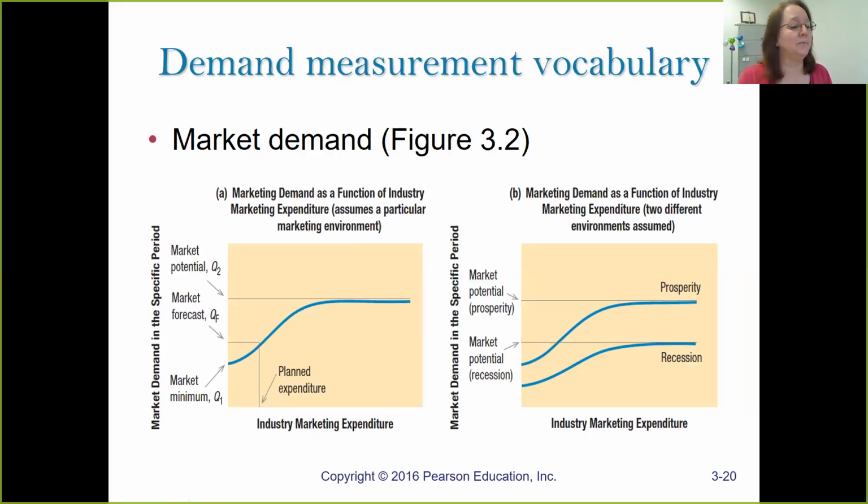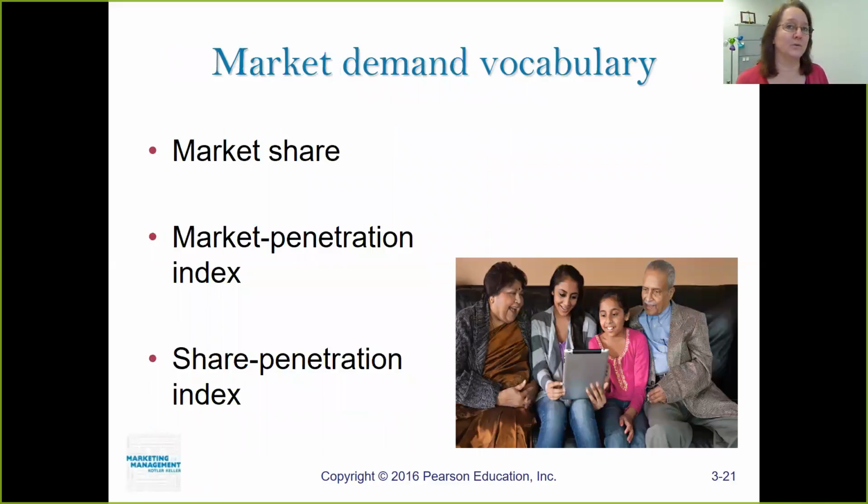And so here on the horizontal axis, we have different levels of industry marketing expenditure over a given time. And on the vertical axis, we have the resulting demand level. So there is a point in which you could spend more in the market and not get much more results. And knowing where to draw that line becomes important.